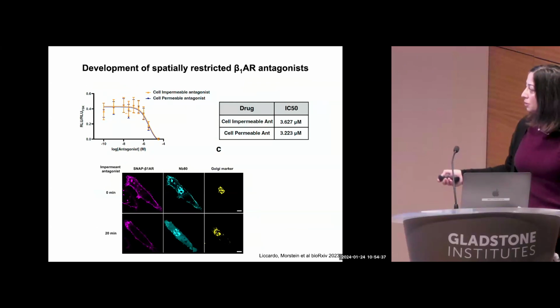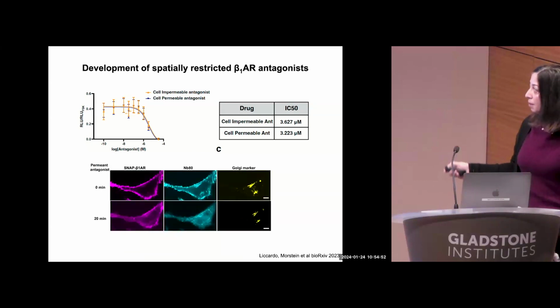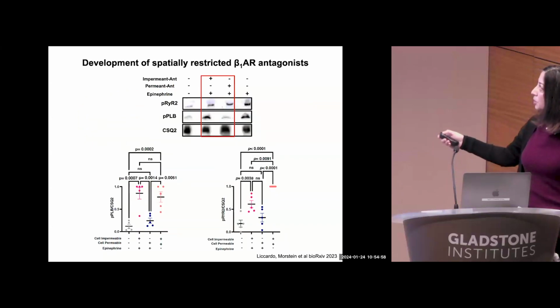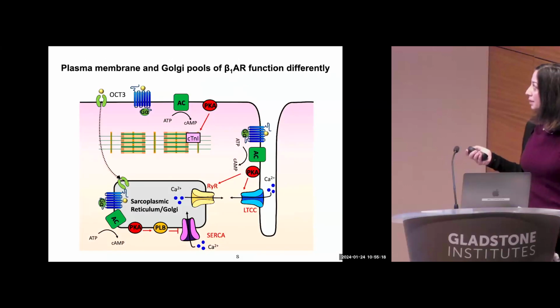Again, using our biosensors, she detected that even though these two antagonists have a similar efficacy in IC50, the membrane impermeant one is only inhibiting the plasma membrane receptor without affecting the Golgi activity, but the membrane permeant one can block both the plasma membrane and the Golgi receptor activity. And more importantly, when she looked at the pattern of phosphorylation of phospholamban and ryanodine receptors, she found that the membrane impermeant one is not efficiently blocking the phosphorylation of phospholamban. So if you need more information about this, please join the poster presentation and ask Federica and Tingyu about the more detail of these data that I skipped today.